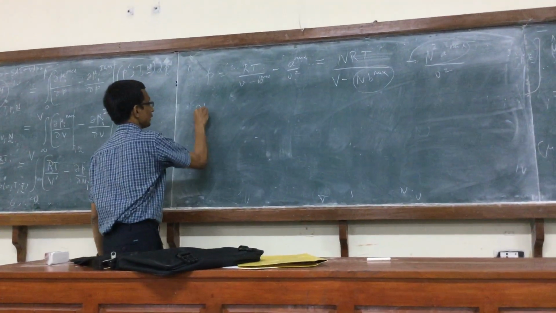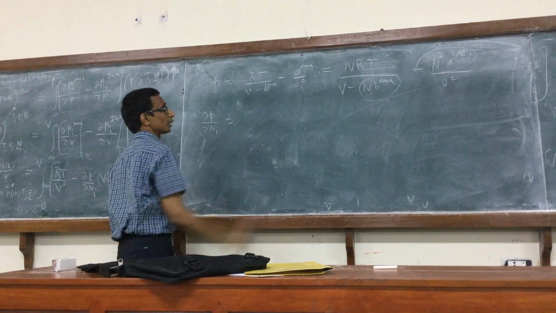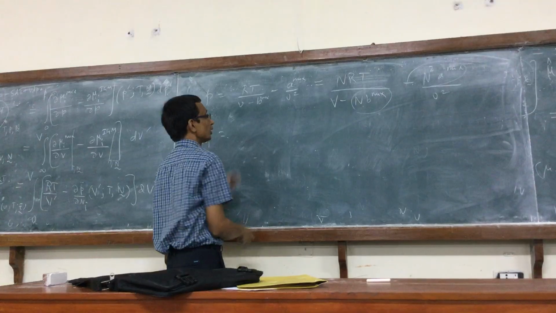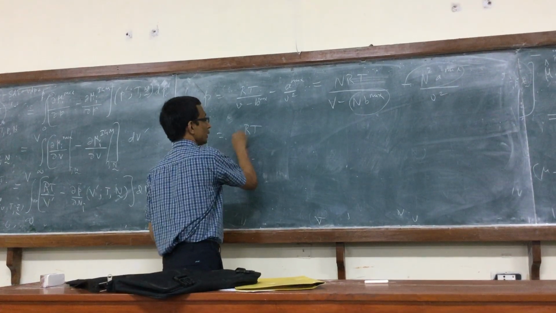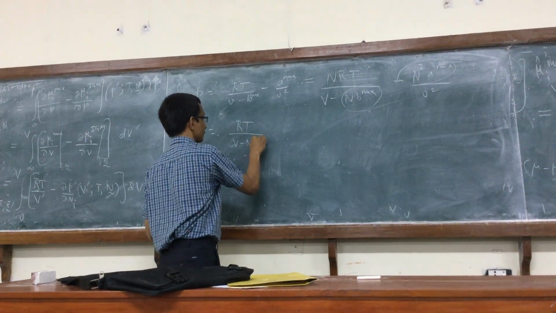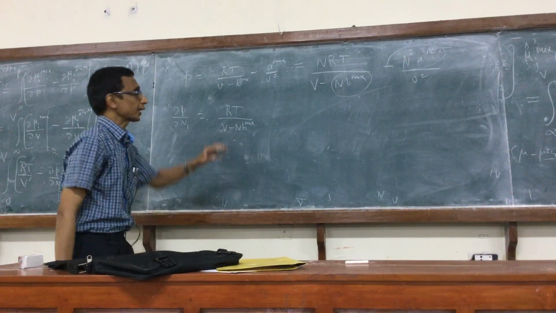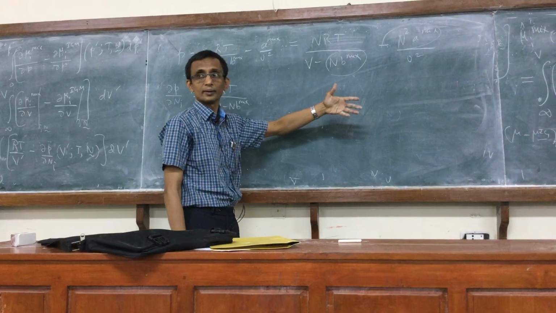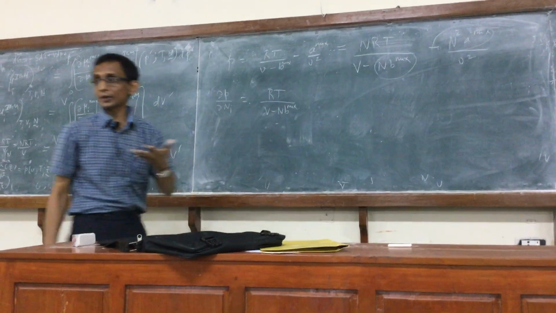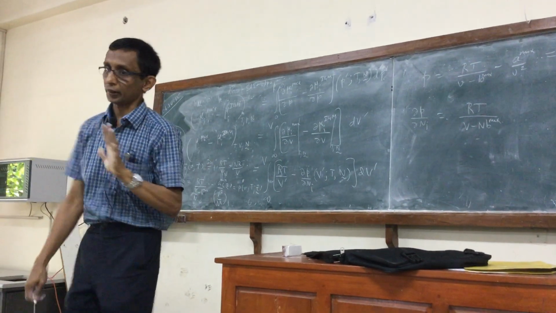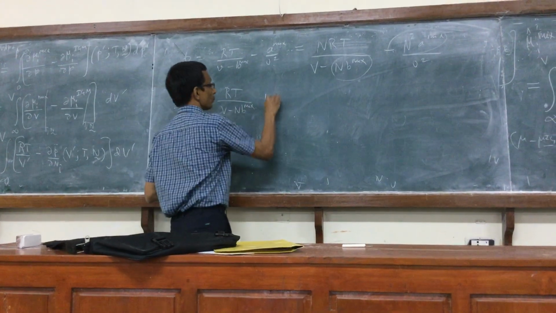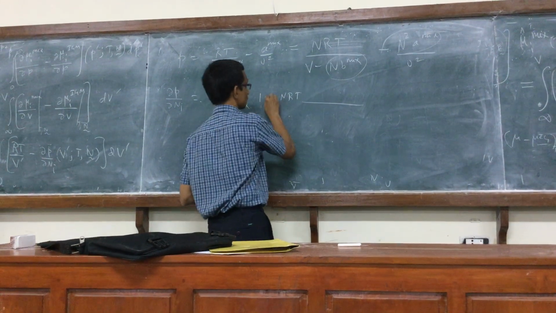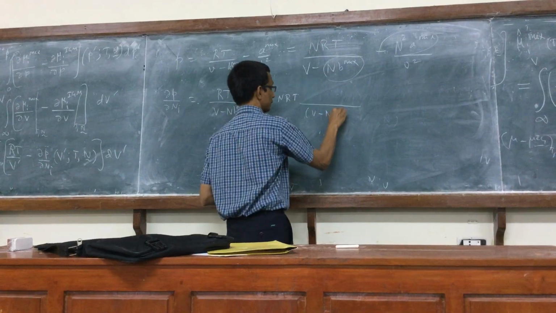Now, what is dV by dNi? Right. I am taking now a particular mole number. So one would be first, this would be RT by V minus NB mix times the derivative of N with respect to Ni. What is that? Derivative of N, capital N, with respect to Ni. 1. Plus nRT, I will differentiate this. It will be minus actually V minus NB mix square.